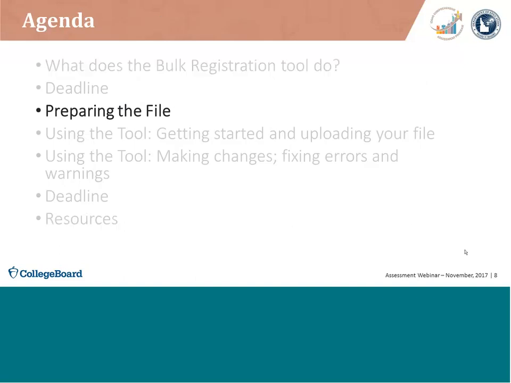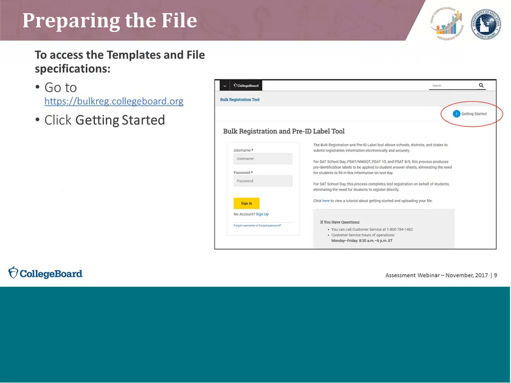So let's talk about the file itself. So when you're preparing the file, as I said, folks that are going to have been identified to be the bulk registration coordinator will get the email with their access code information. They're going to log into the bulkreg.collegeboard.org website, and they're going to come to a page that looks like this one.